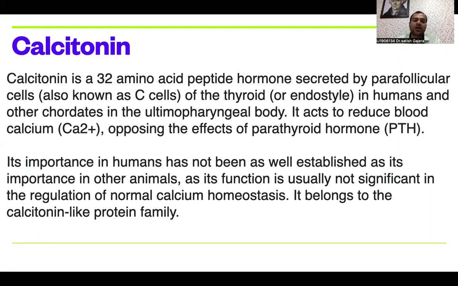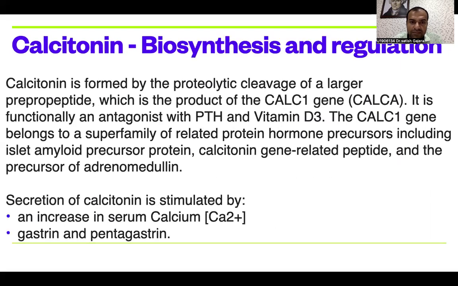It belongs to the calcitonin-like protein family. Calcitonin is formed by the proteolytic cleavage of a larger pre-propeptide, which is the product of the CALC1 gene, CALCA. It is functionally the antagonist of PTH, parathyroid hormone, and vitamin D3, because those two stimulate calcium production in the blood.